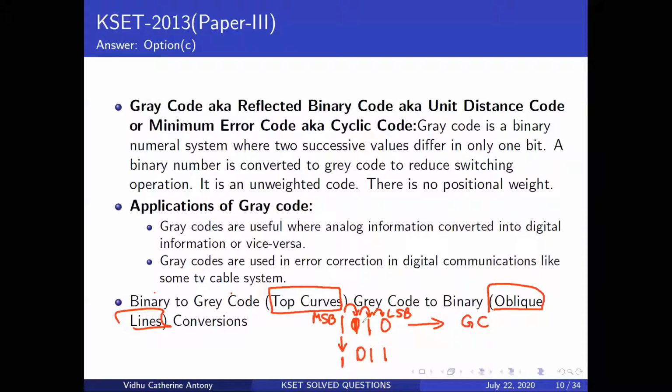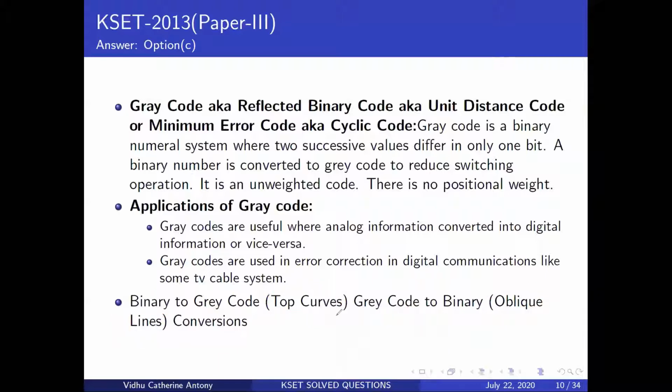Let's go back to the normal thing we were doing, 1 0 1 0. You take your MSB and put it down as such. Then you take this and add it to this. That's why I keep saying top curves. Top curves are from binary to gray code, and gray code to binary are oblique lines. Here, from 1 to 0 you get a 1, 0 to 1 you get a 1, 1 to 0 you get a 1. So this is your gray code for 1 0 1 0.